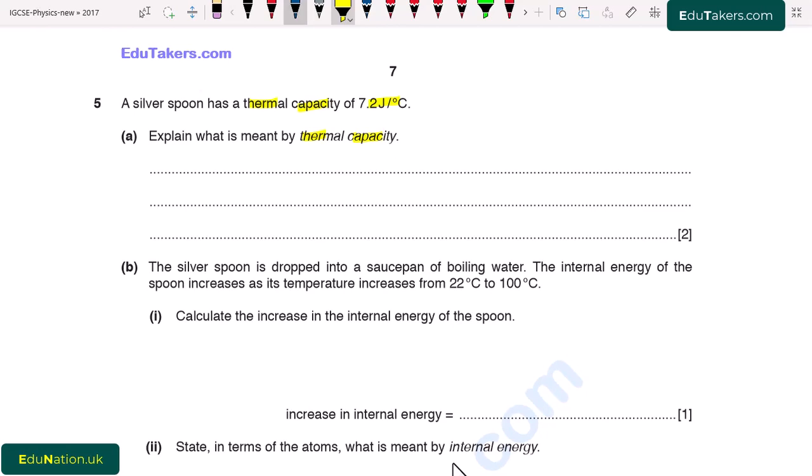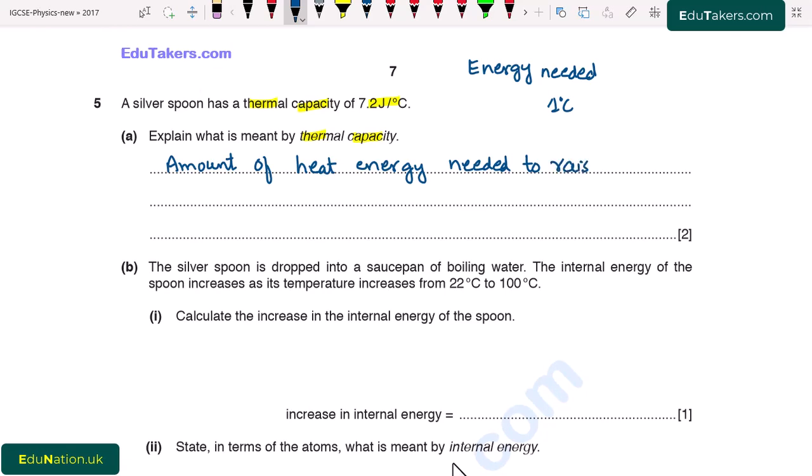C. So it is basically the energy that is needed to increase the temperature of a substance by 1 degree C. So I write here: amount of energy, which is heat energy, needed to raise the temperature of a substance by 1 degree C is called thermal capacity.